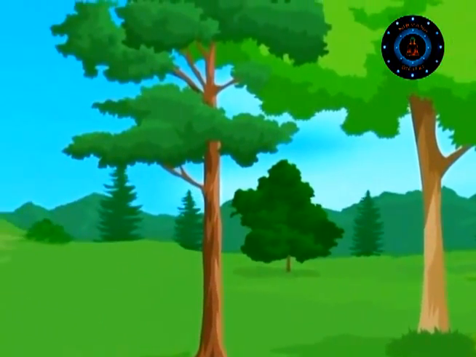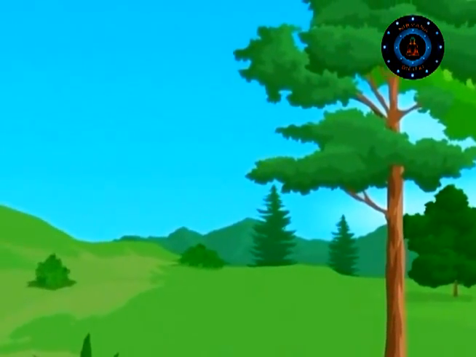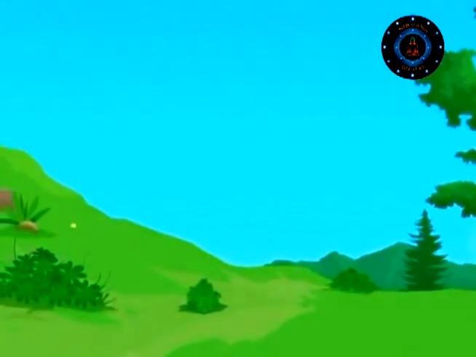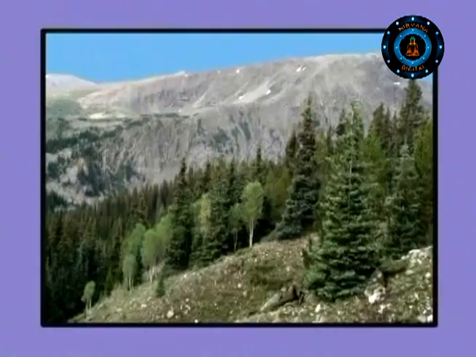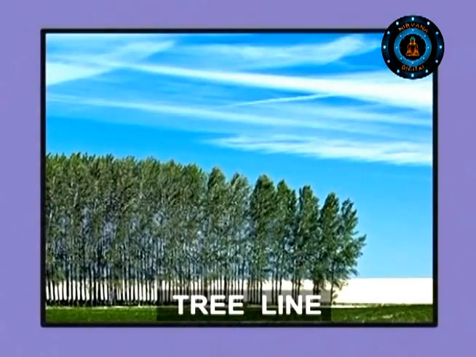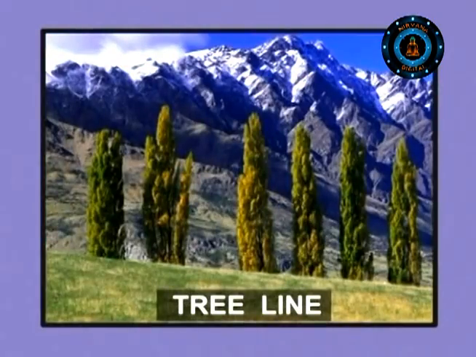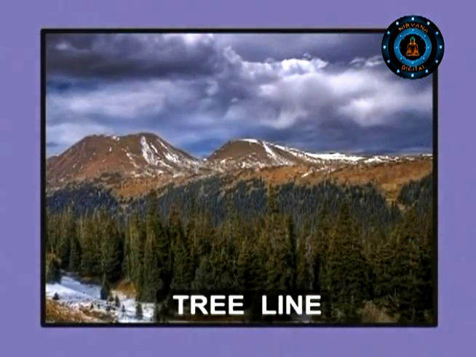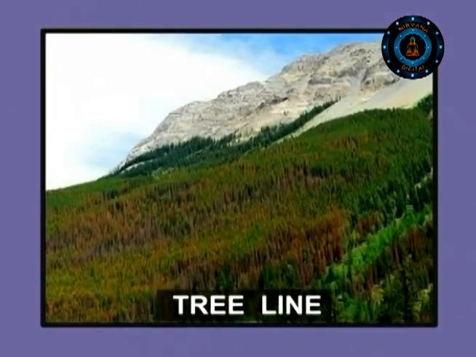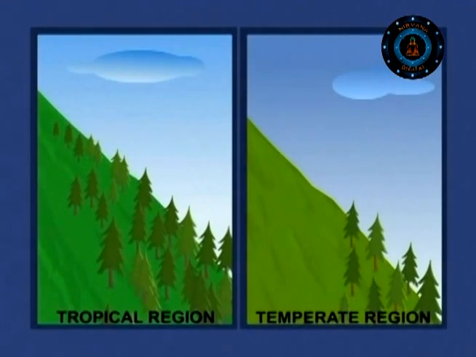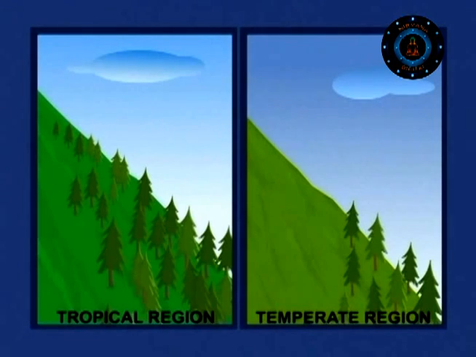After a certain height on the mountains, there are no trees to be found. Instead, the ground is filled with small shrubs and grasses. A natural line is formed between the dark green forest and pale grassland above, which is clearly visible from a distance. This natural dividing line is called the tree line. The tree line is higher in tropical regions than in cooler temperate parts of the world.